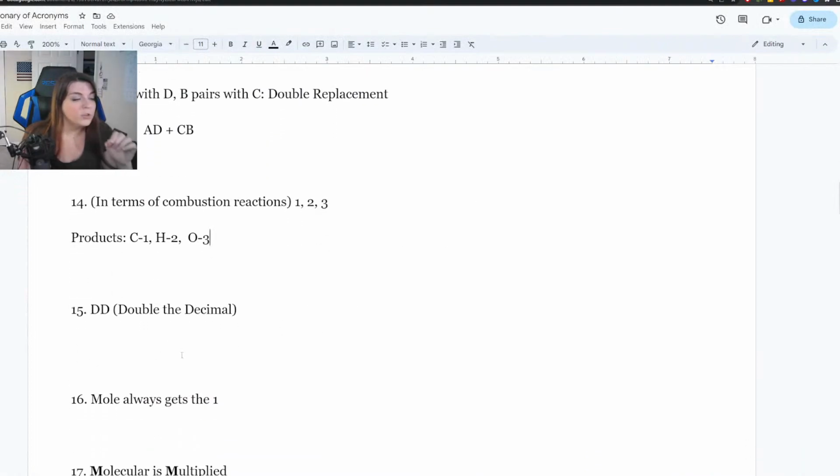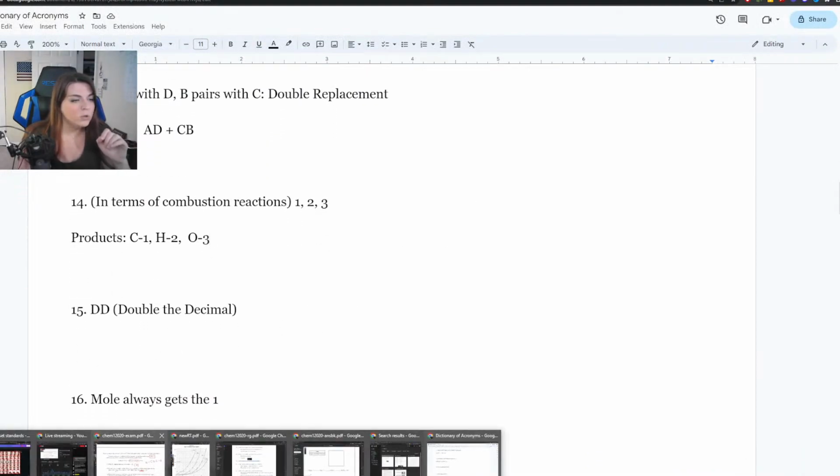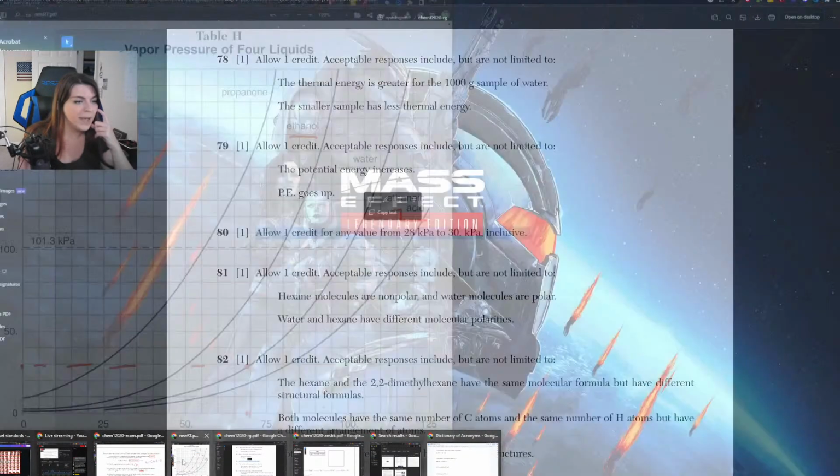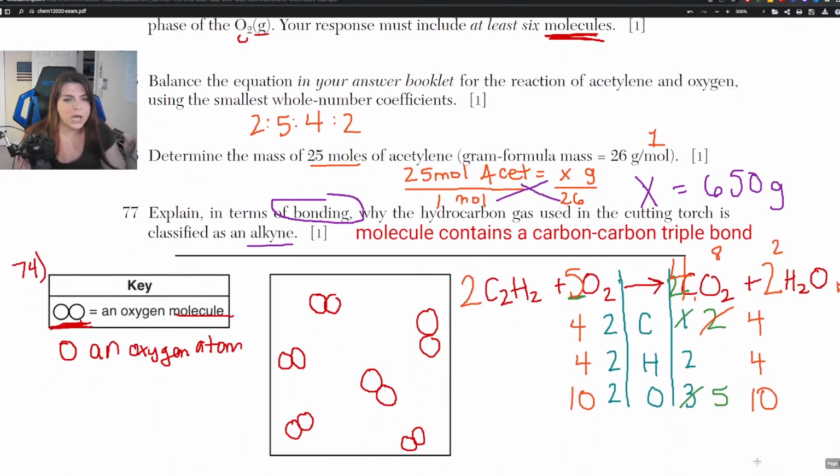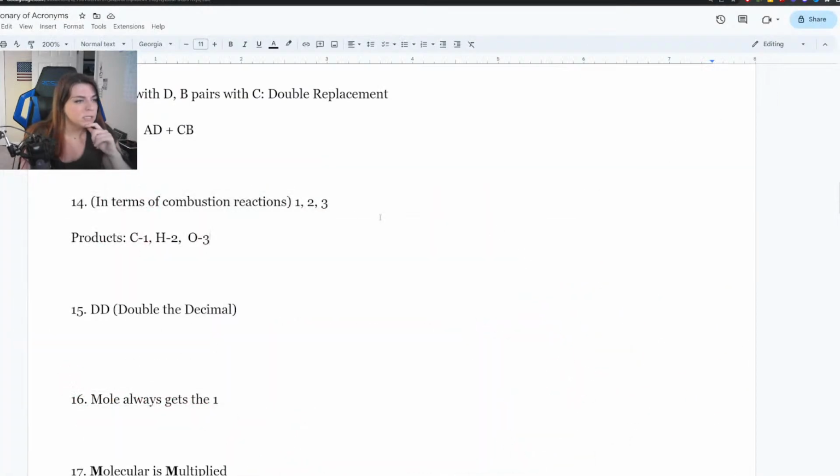Okay, double the decimal. I won't do that very much because that was also the process for how I balanced this particular question. So if you scroll back in the timeline to question 75, you can see that I doubled the decimal there. So I'm not going to go through that, but that's the process.